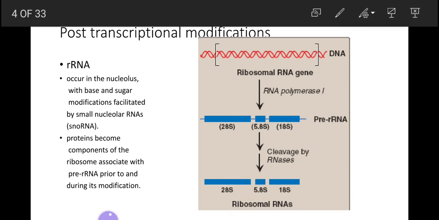This is again the same presentation, showing how polymerase 1 synthesizes the pre-ribosomal RNA, from which the same transcript gives 28S, 5.8S and 18S ribosomal RNA, which are then cleaved by the RNases. This modification within the nucleus, within the nucleolar region, is facilitated by the snRNA, and after their formation and trimming, the proteins become the component of the ribosome associated with the pre-ribosomal RNA prior to and during its modification.